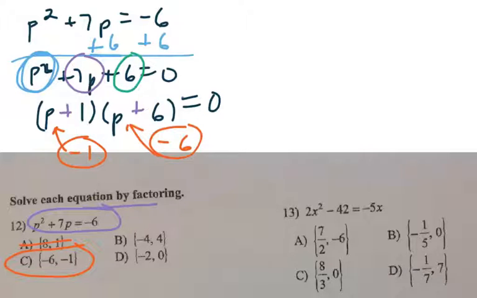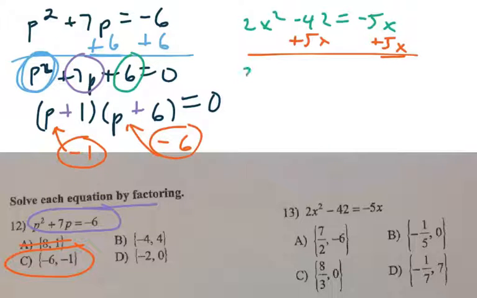Alright, going on to problem 13. Again, I'll just write it up here in green. 2x squared minus 42 equals negative 5x. I want you to note that I have to make it equal 0 again. So I'm just going to go ahead and add 5x to both sides. And now I have 2x squared, putting in standard form, I'm going to put the 5x first, minus 42 equal to 0. Again, now that I have it equal to 0, guys, I could do the quadratic formula. But again, let's just try to factor it, okay?